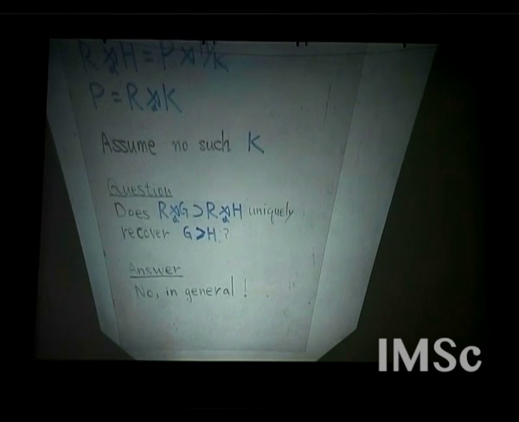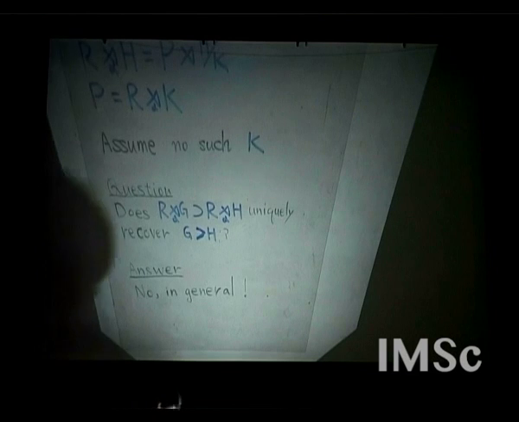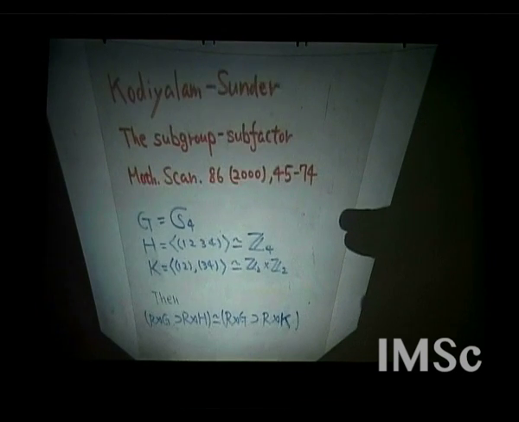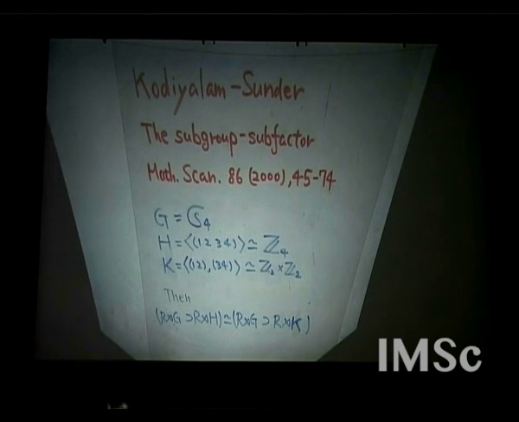Then the natural question is the following. Does the group-subgroup subfactor uniquely recover the original pair? So does this remember the original pair? That's a very natural question. But a bit surprising, the answer is no. And actually, the first counterexample was provided by Kosaki and Sunder in 2000. In this paper, Kosaki and Sunder, on subgroup subfactors, Masaki Izumi.